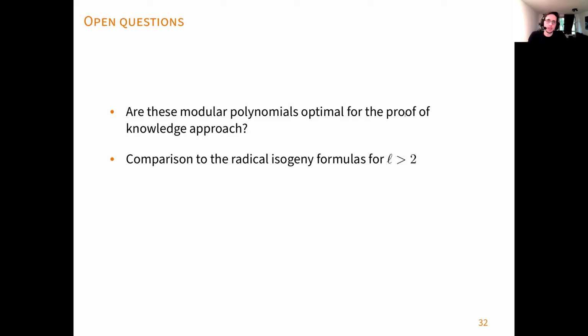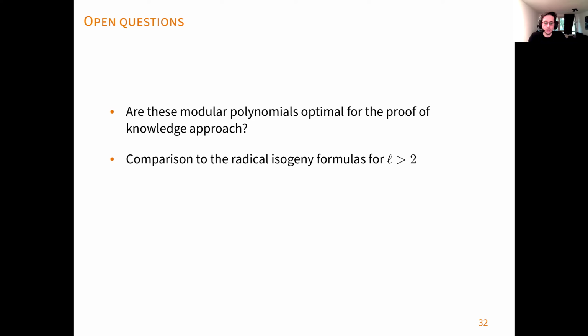That's the question of comparing these modular polynomial techniques to the techniques of radical isogeny formulas. And for L equals 2, there is work on this appearing at Isogeny this year, which basically ties the approach via the Atkin modular polynomials. But it would also be interesting to look at these for L larger than 2 and to see how these compete, mostly with the Atkin modular polynomials and with the Weber modular polynomials.